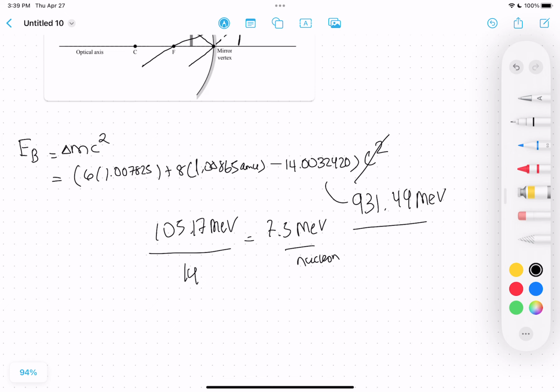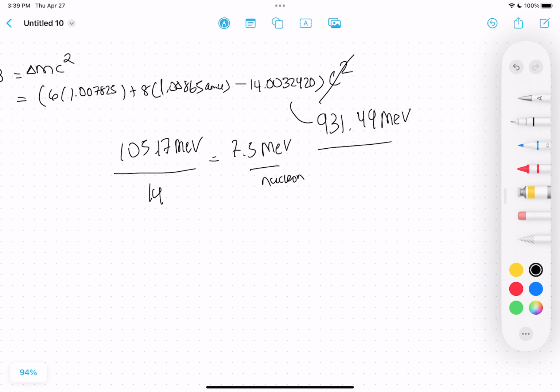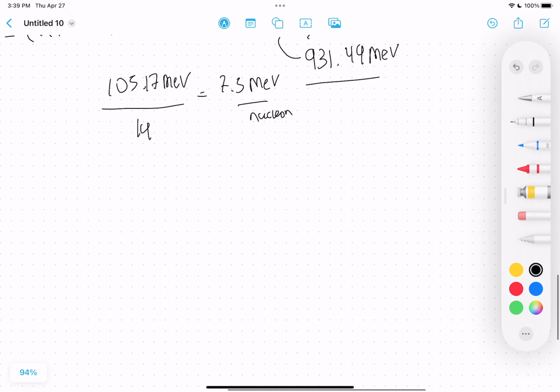Well, now you have mega electron volts, right? So once we have 7.5 mega electron volts per nucleon, that's 7.5 times 10 to the 6th electron volts, because mega would just be 10 to the 6th of anything. So 7.5 times 10 to the 6th electron volts. And then we know that 1 electron volt is, I think, 1.6 times 10 to the negative 19, something like that. Maybe I'm off. Let me double check that. Yeah, it is 1.6 times 10 to the negative 19 joules.